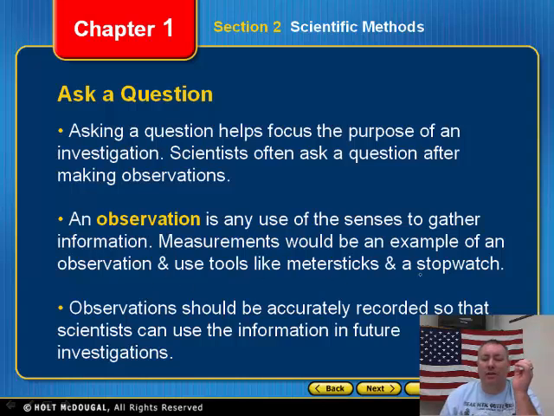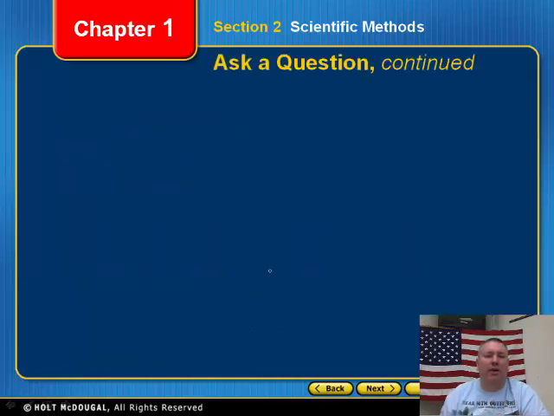They can use things like meter sticks and stopwatches. But the important thing about the observations is that they are very accurate, that they're not using bias if they can avoid it. They need to make sure they make very careful and accurate observations. All right, that way the success rate of their investigations will be very high.